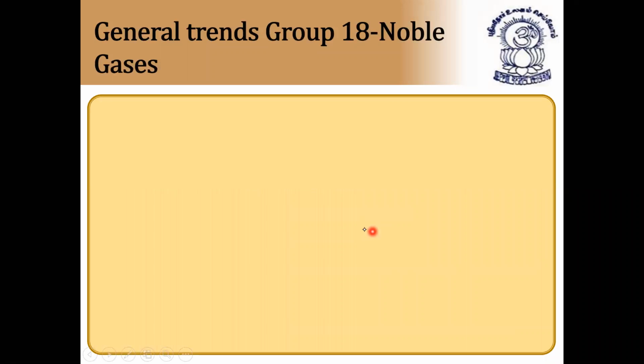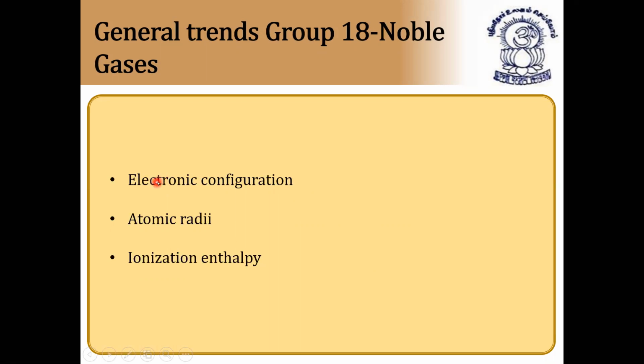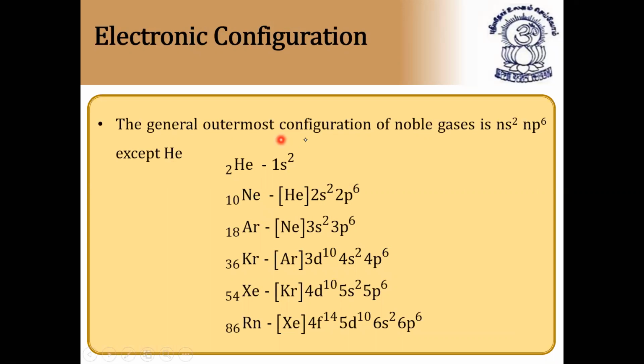Next, general trends in noble gases: electronic configuration, atomic radii, ionization enthalpy. The general outermost configuration of noble gases is ns2 np6 except helium. For helium, it is only 1s2, and the remaining are ns2 np6: 2s2 2p6, 3s2 3p6, 4s2 4p6 for krypton, 5s2 5p6 for xenon, and 6s2 6p6 for radon. The atomic numbers: radon 86, xenon 54, krypton 36, argon 18, neon 10, and helium 2.